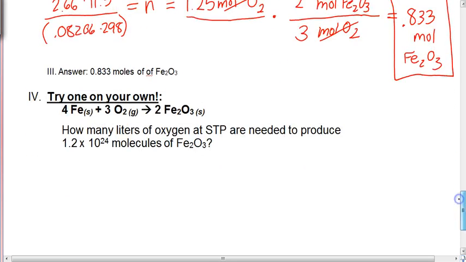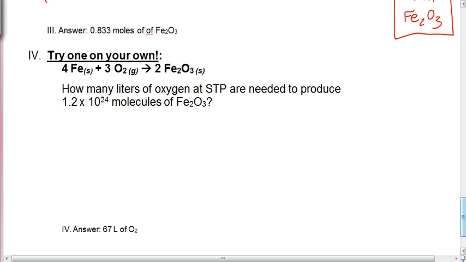Okay, here folks, here's one to try on your own. Try this: hit the pause button, and when you've got it, unpause and check your answer. Here's the answer. You should get 67 liters of O2. If you have questions about it, try to look back and see what specifically you got and bring those questions to your teacher tomorrow. Happy road mapping!